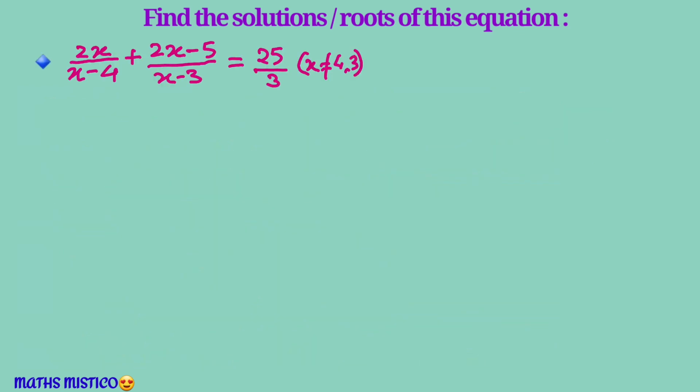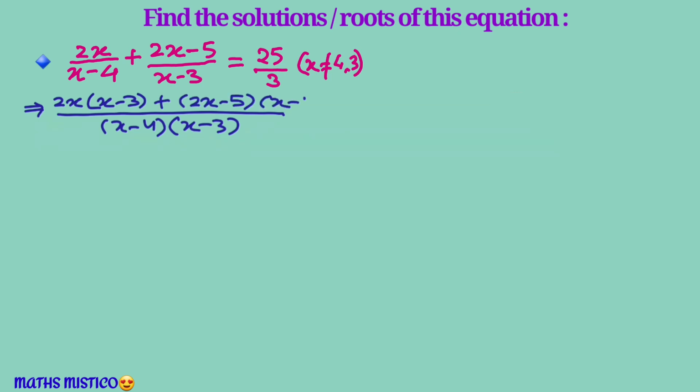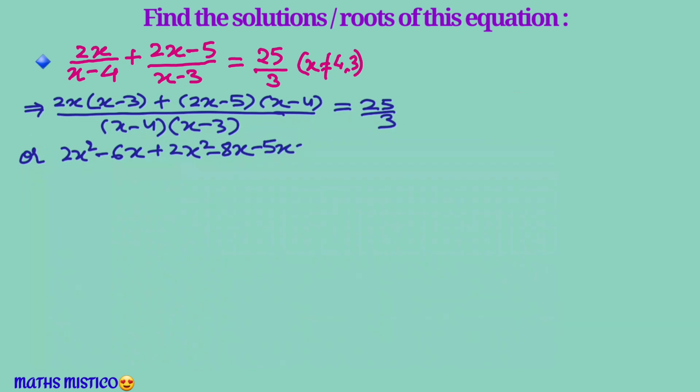Let's try another question where we have to reduce the equation into standard form. Can we use cross multiplication here? The answer is no, because both sides are not single fractions. So what to do? Well, we have to use LCM method here. LCM of x minus 4 and x minus 3 will be their product. So we have 2x into x minus 3 plus 2x minus 5 into x minus 4 in the numerator. Simplifying both numerator and denominator, we are left with single fraction on both the sides.